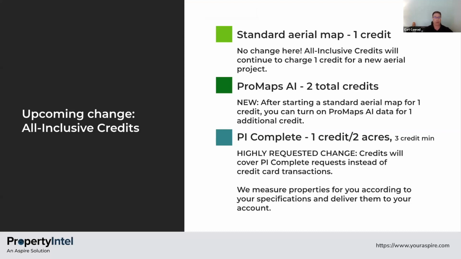One thing we're doing to make using PropertyIntel more streamlined and easy, and also in response to multiple requests from our customer base, is applying something called all-inclusive credits. Essentially, any type of map you want to do, whether it be doing it yourself, leveraging AI or the advanced ProMap, or having us do it for you, you can now use credits to do so. And again, it's all about providing you with the best option for the job at hand.